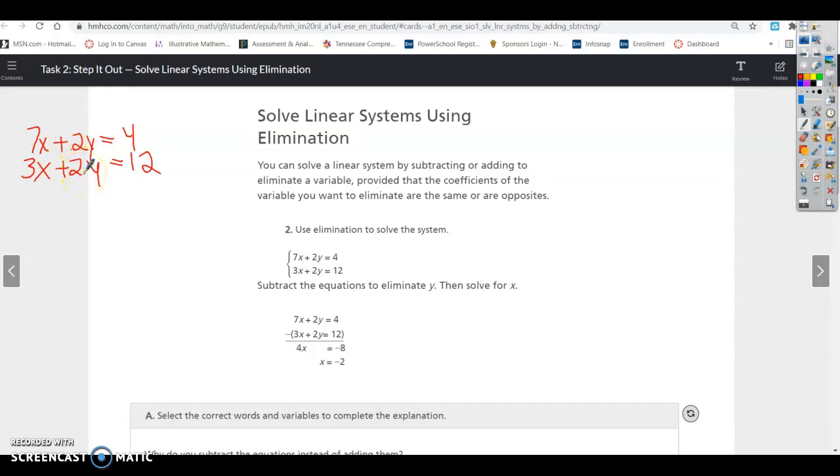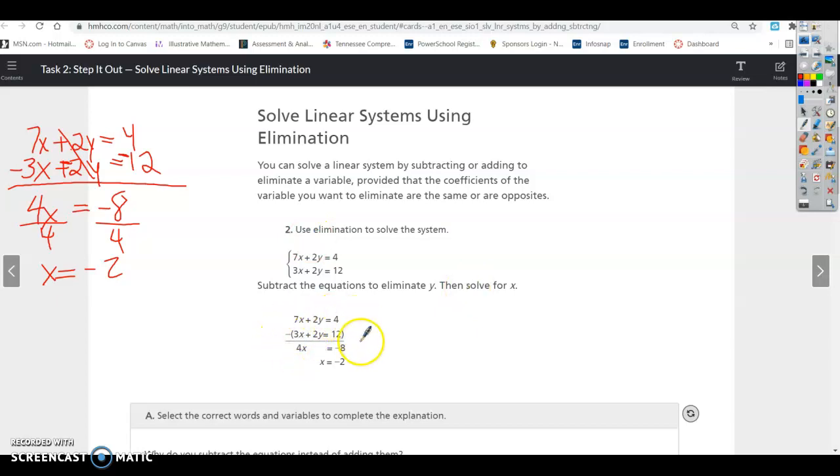So to eliminate, we want one of our variables to go away. So what I can do is subtract one equation from the other equation. So when I subtract, I'm going to subtract everything across here. So I'm going to change every sign there to subtraction. So 7 minus 3 is 4x. 2 minus 2 cancels. And 4 minus 12 is negative 8. And then I divide by 4. X equals negative 2.